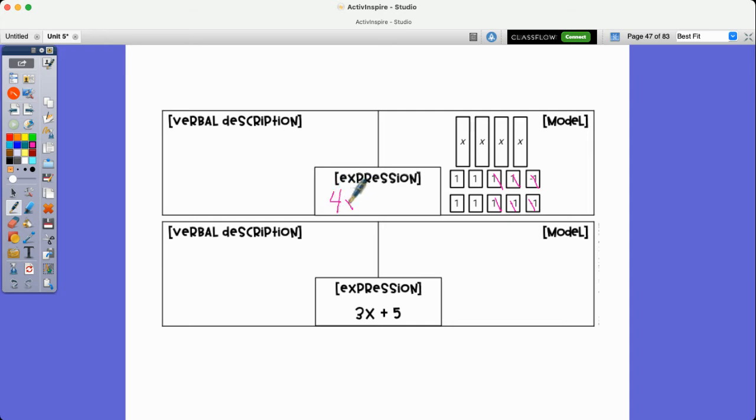So I have 4 X's. So 4X plus 1, 2, 3, 4. That's my expression. Now I can write a story up. And that's what verbal description is. So 4 times a number increased by, because we need added, increased by 4.